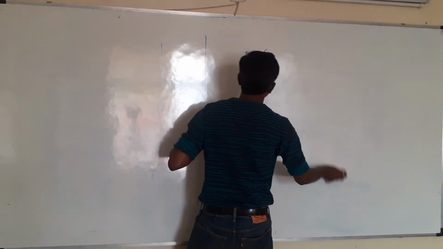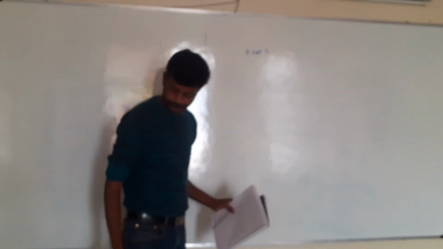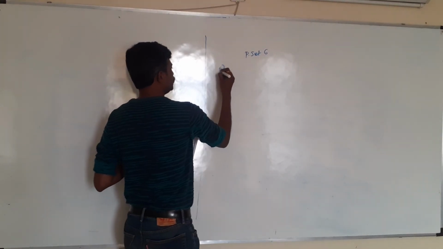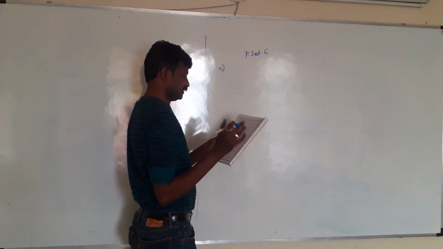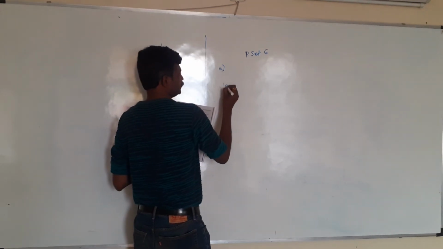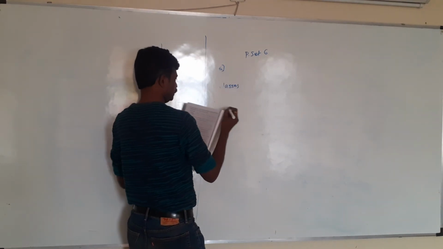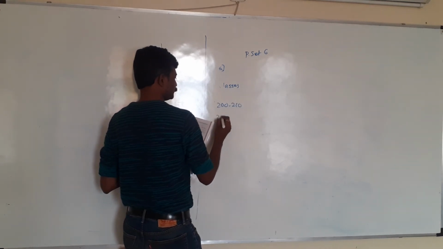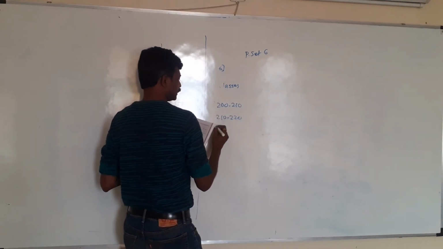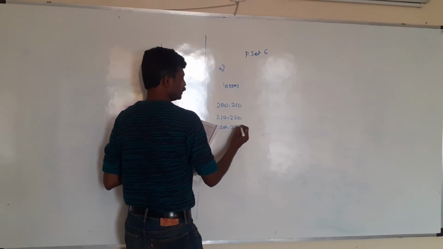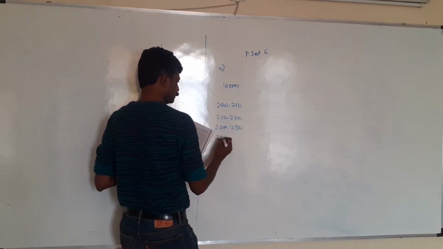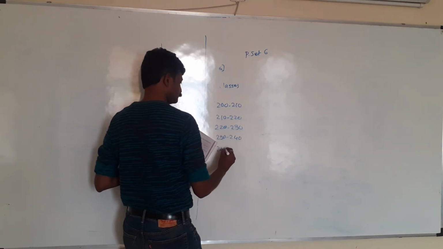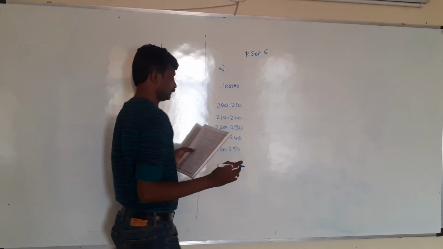We have to find out the median class, and then we can find out the median. Question number 6. Given information, first the classes, distance in kilometer. So here 200 to 210 is the first class, 210 to 220 second class, 220 to 230, 230 to 240, and 240 to 250 is the last class.